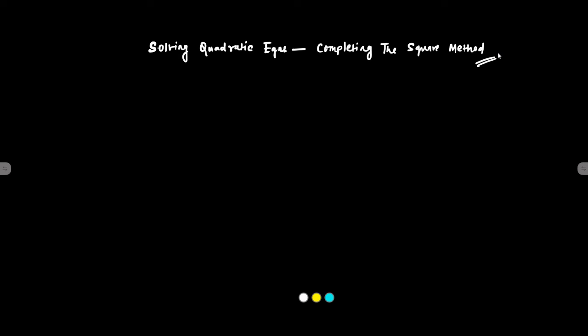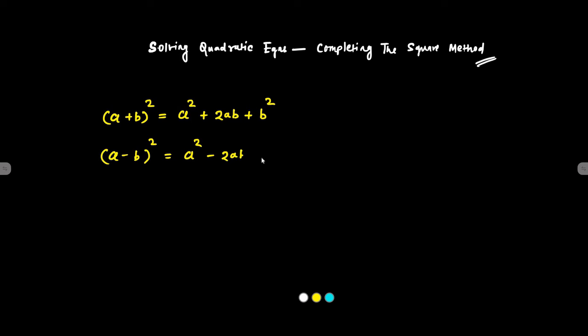So here just remember two basic formulas which we'll use here. First is a plus b whole square, which we all know is equal to a square plus 2ab plus b square, and a minus b whole square, which is equal to a square minus 2ab plus b square. Okay, now we will be using these two formulas because we have to convert the quadratic equation into this a plus b whole square format or a minus b whole square format.